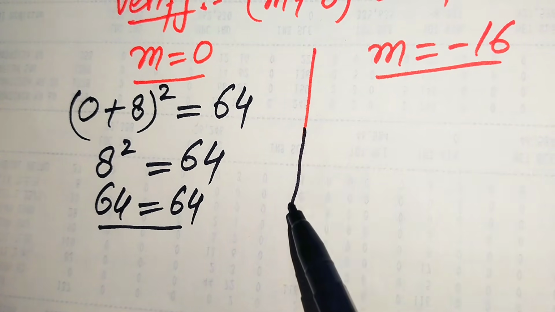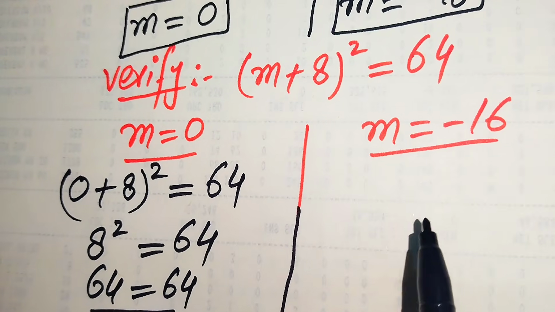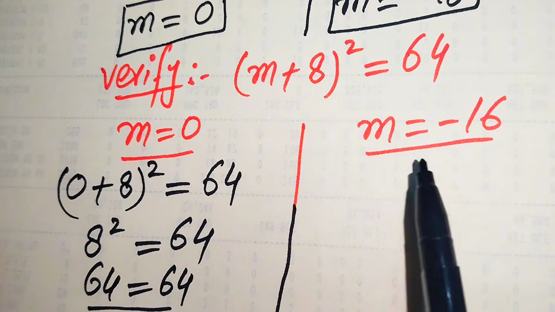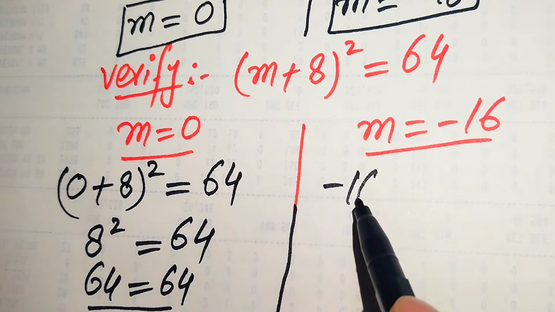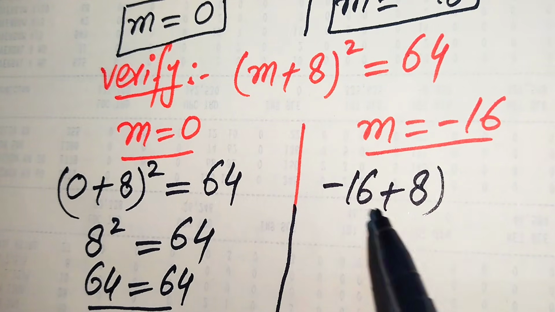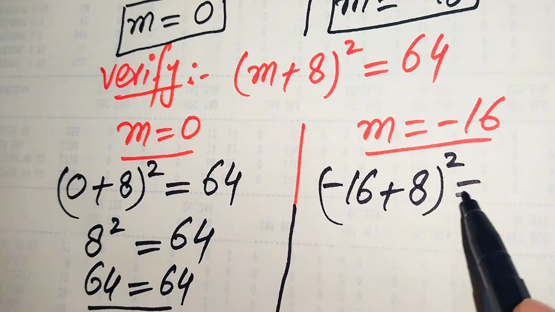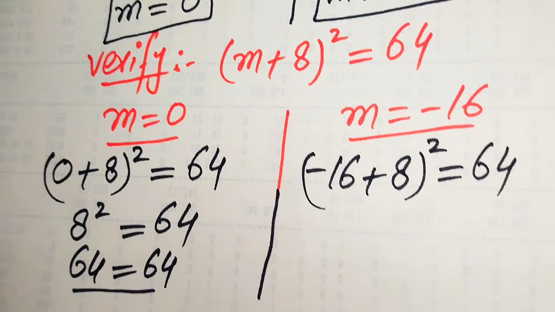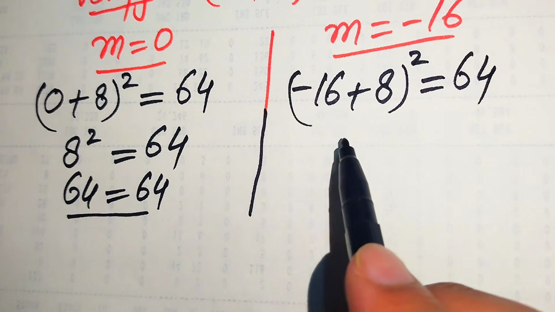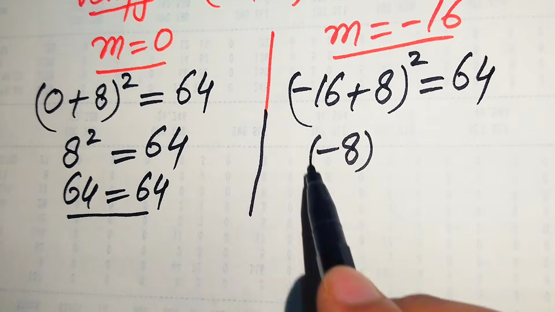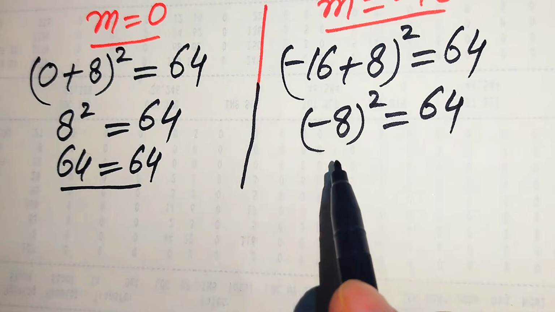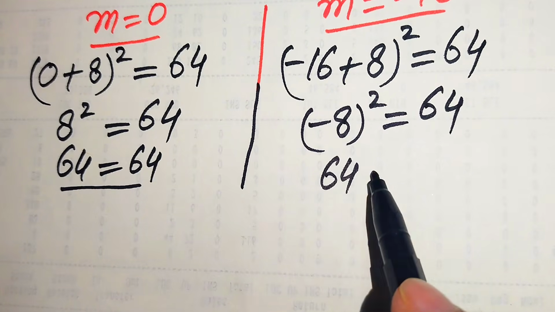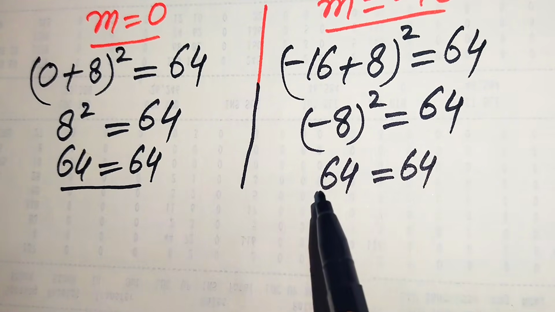And now, in the same pattern, we need to verify the second value of m, so we substitute m equals minus 16 into the left hand side of the given equation, and it will be written as minus 16 plus 8 whole square equals 64. And further, minus 16 plus 8 becomes minus 8 whole square equals 64, and minus 8 square becomes 64 equals 64.